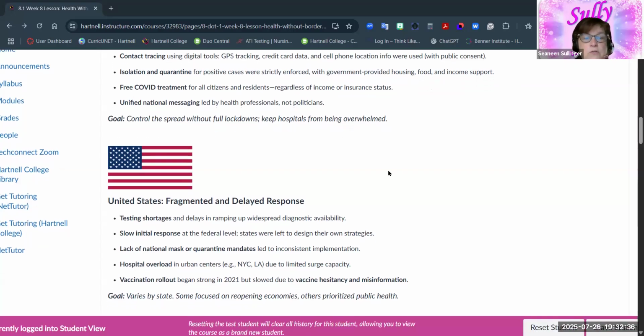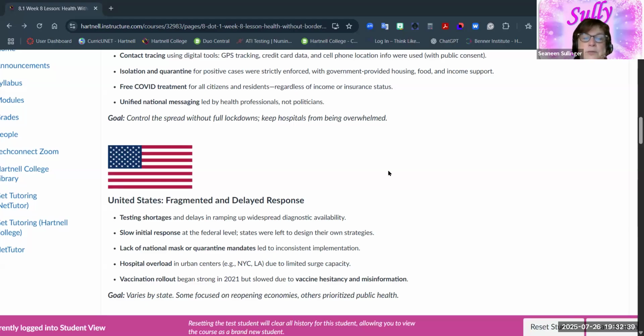There was hospital overload due to limited surge capacity. So all these people got sick. And the thing is, we didn't know what they had. So we had people coming in and we thought it was one thing and then it was another. And it was just awful. And then the vaccination rollout came out strong in 2021, but then slowed, if you recall, due to vaccine hesitancy and misinformation. So people didn't want to get vaccinated. There was misinformation. And then also, if I recall, there was a shortage of the vaccine and it was mandated. You were told you had to take it.